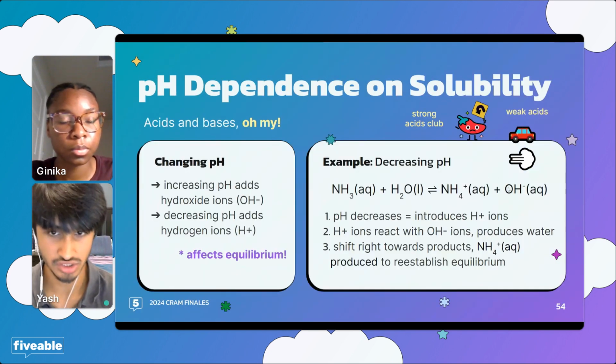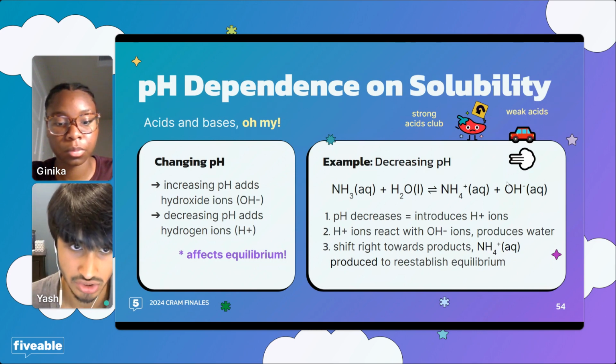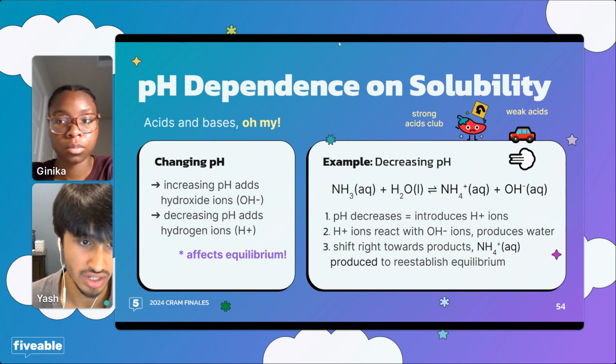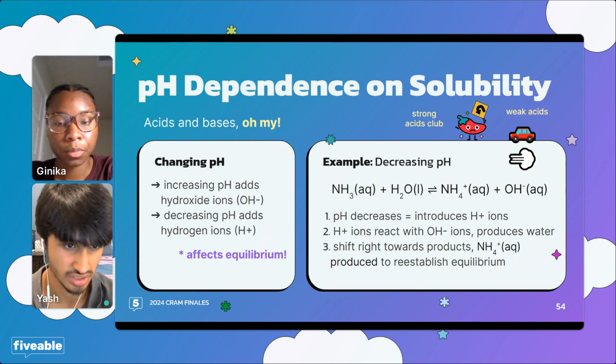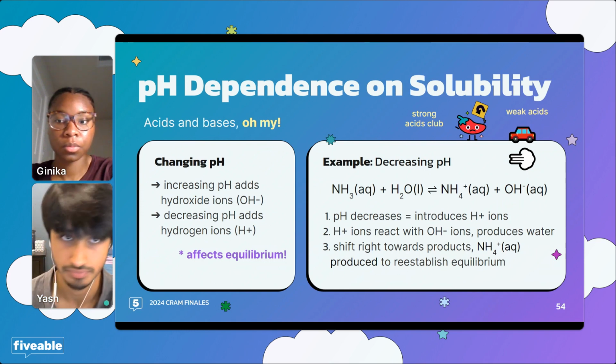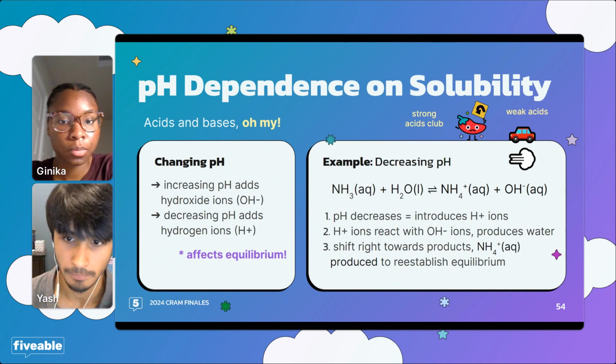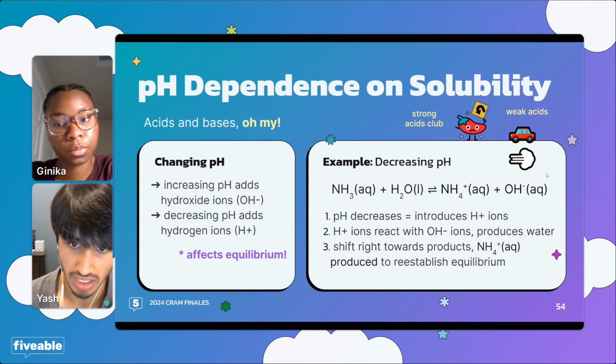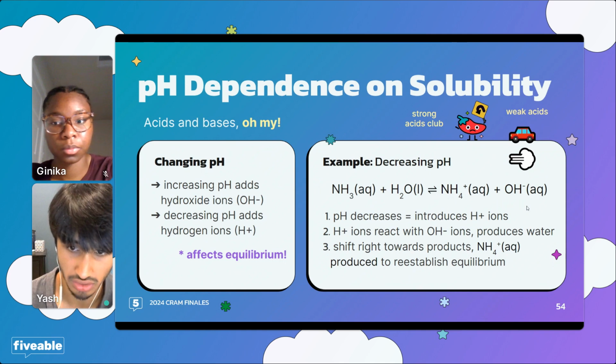Now, there is a strong pH dependence. pH can have a strong effect on your solubility. You guys already know how pH works. If you increase your pH, you're just adding hydroxide. If you decrease your pH, you're adding hydronium or hydrogen ions, H+. In equilibrium, you very briefly go over pH. For example, if you add a base like ammonia, NH3, you will produce OH minus, increasing your pH.